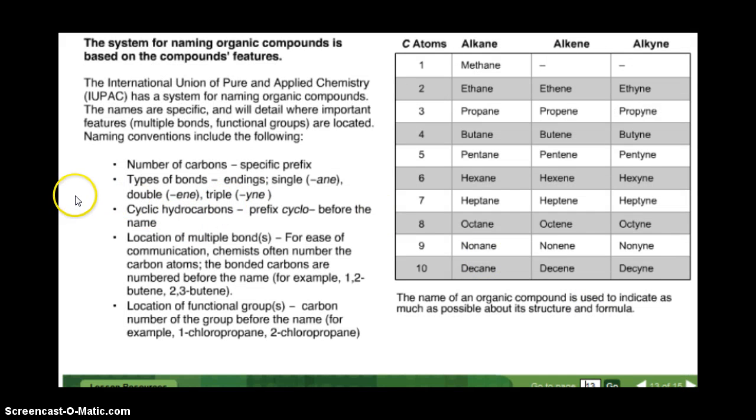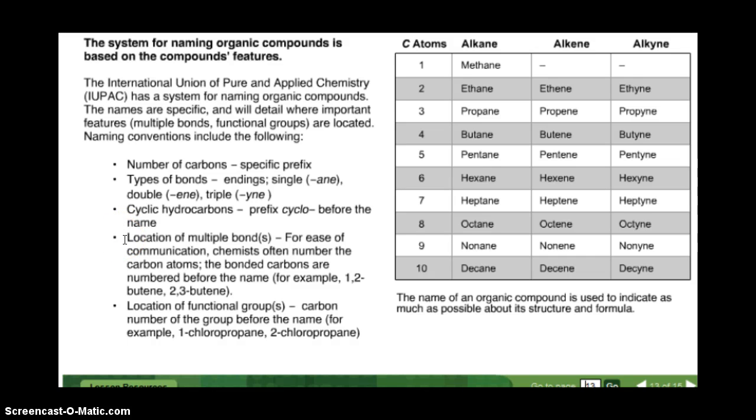The system for naming organic compounds is based on the compound's features, which I've been alluding to this whole time. The International Union of Pure and Applied Chemistry has a system for naming organic compounds. The names are specific and will detail where important features, such as multiple bonds and functional groups, are located. Naming conventions include the following. Number of carbons is a specific prefix. Type of bond endings: single is ane, double is ene, triple is yne. Cyclic hydrocarbons get the prefix cyclo before the name.